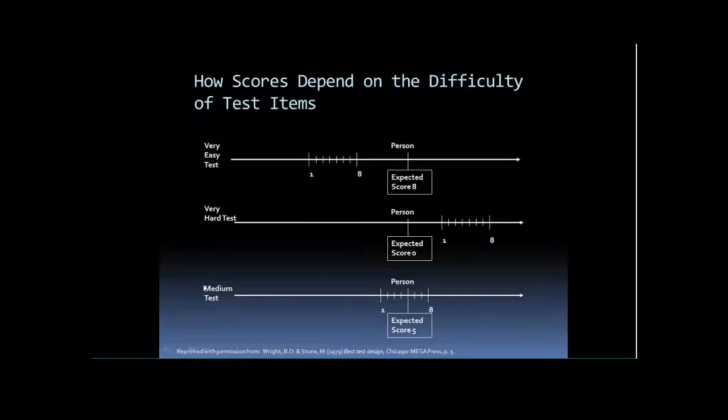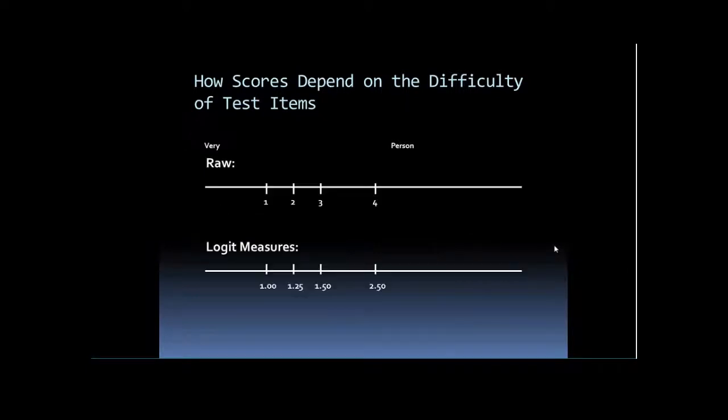And a medium test, and by the way, this is a medium level test relative to the person, so that it bridges the person's ability level, they'll probably get a score of 4 or 5. Okay, now we know this, it's intuitive to us, but item response theory allows us to quantify this in much easier ways than does classical test theory.